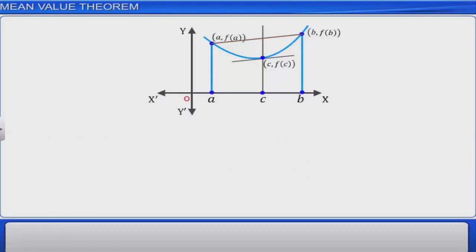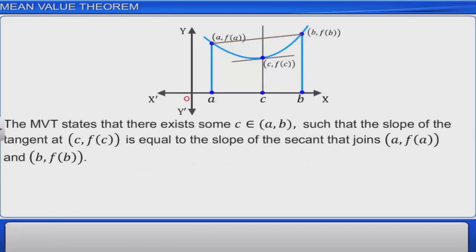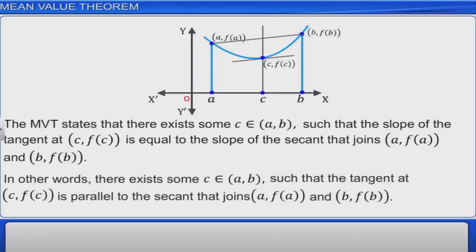Now, the MVT states that there exists some c in the interval a, b such that the slope of the tangent at point c, f of c is equal to the slope of the secant drawn on joining the points a, f of a and b, f of b. In other words, there exists some c in the interval a, b such that the tangent at the point c, f of c is parallel to the secant that joins the points a, f of a and b, f of b.